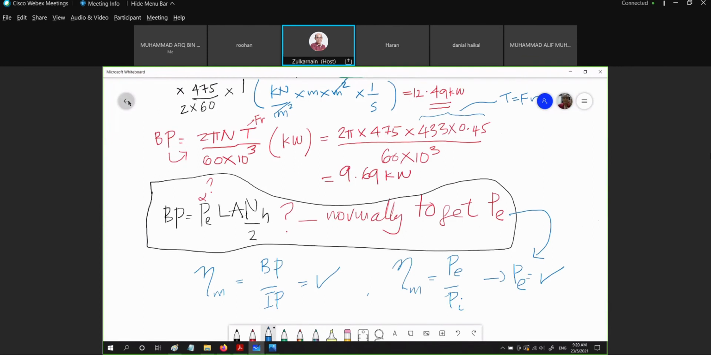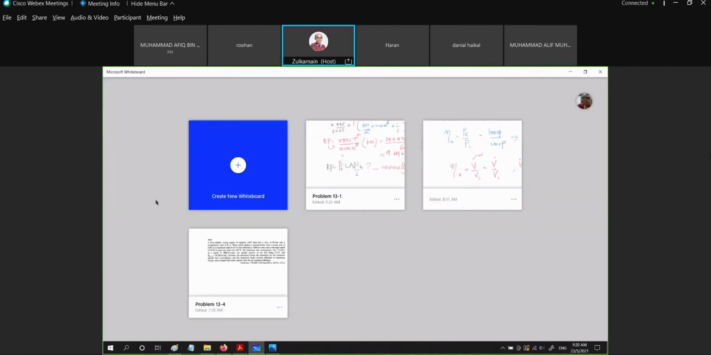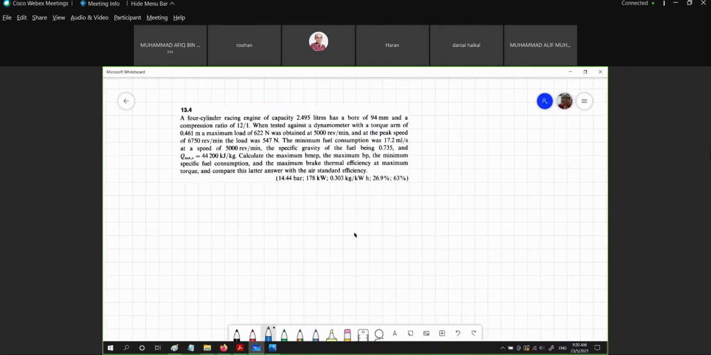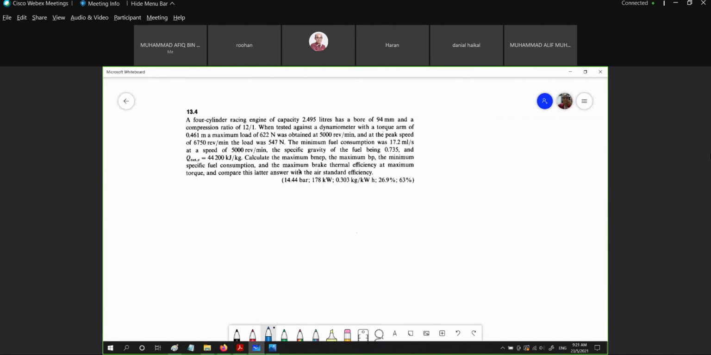Next we are trying to solve the problem of 3-4. This is 3-4. We have the compression ratio. A 4-cylinder racing engine, capacity of 2.495 liter, has a bore of 94 millimeter and a compression ratio of 12 to 1.